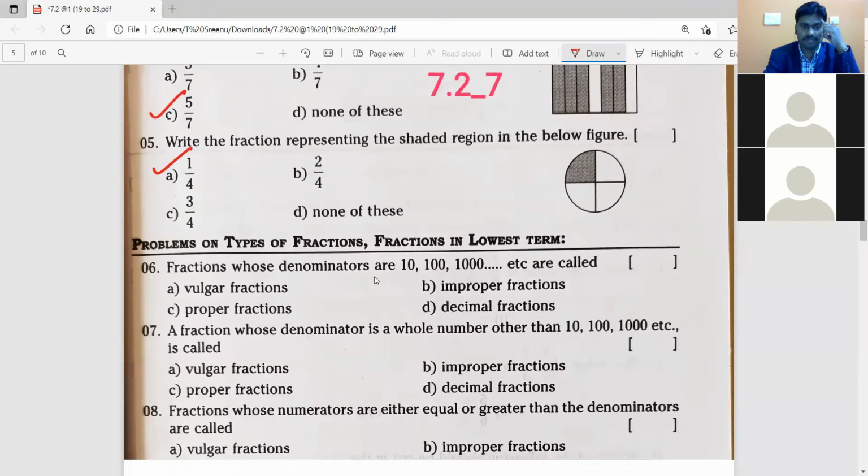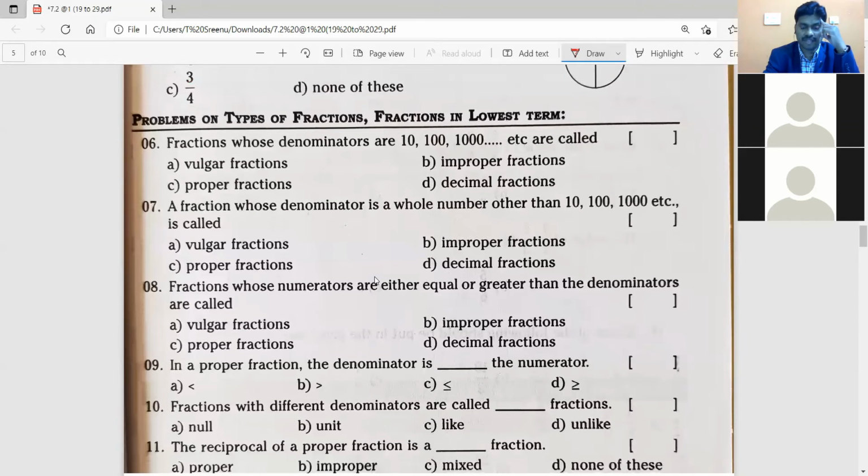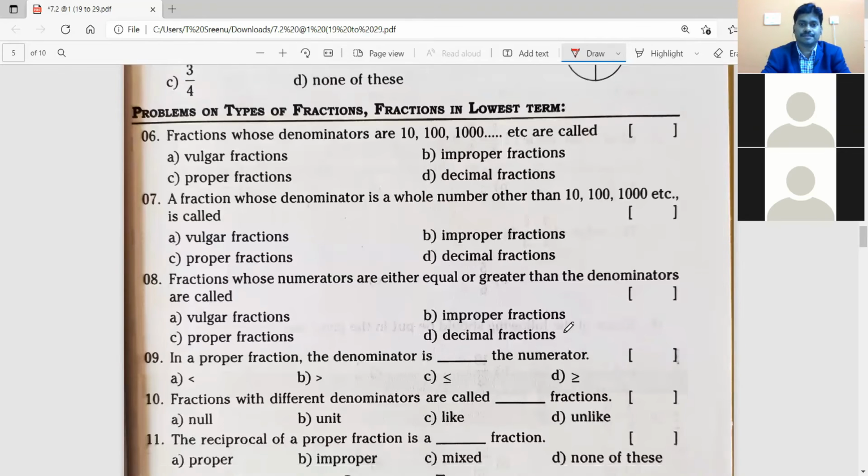Fractions whose denominator is 10, fractions, 6 to 10. 6 to 10 at a time. 6 to 10 all at a time. Okay, no? At a time you should tell. Okay, sir.